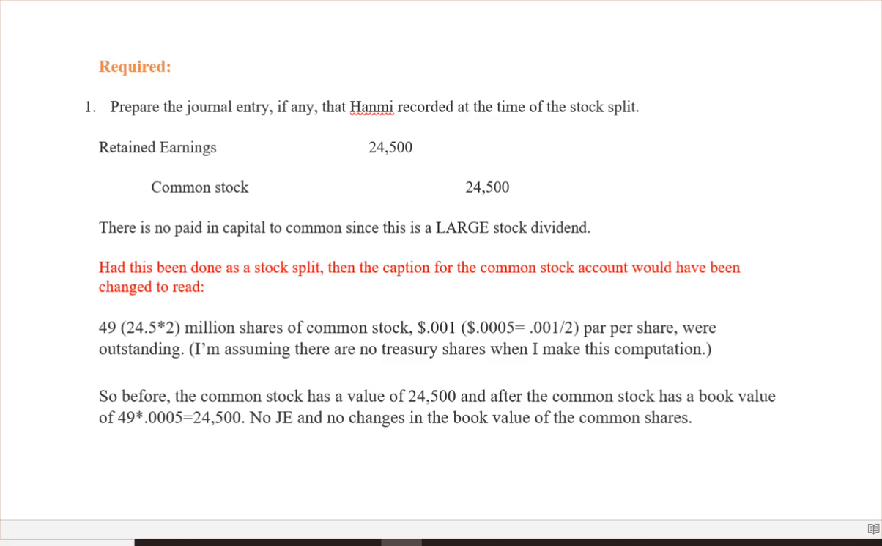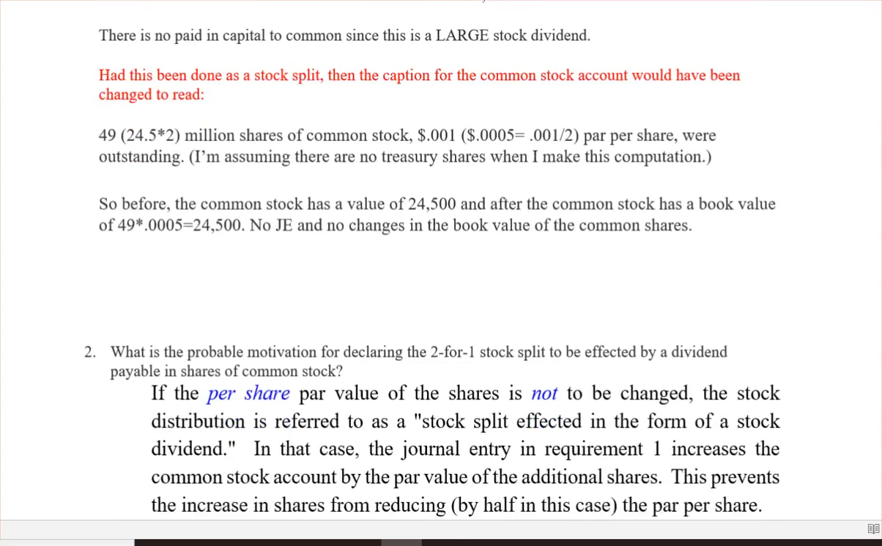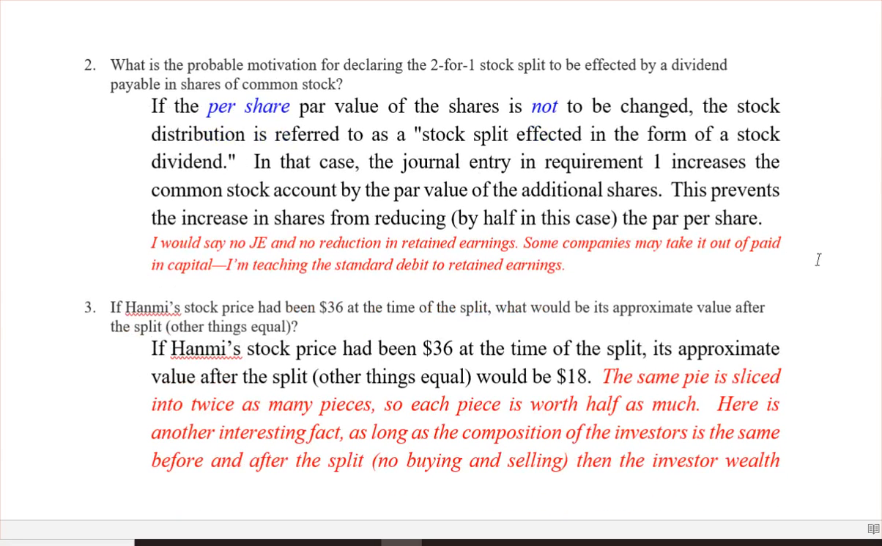I'm assuming in this whole problem they don't have treasury shares when I'm doing all this stuff, by the way. I'm not going to get into the complexities involved in that. I'm just going to say that's an assumption. So before all of this, that common stock had a book value of 24.5, and after it still has a book value of 24.5. There's no journal entry, no changes in book value. And then another question here: what is a probable motivation for doing this? If we don't want to change the par value of the shares, then you can do it this way.